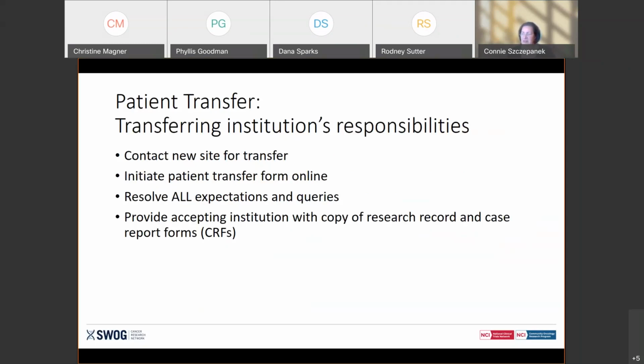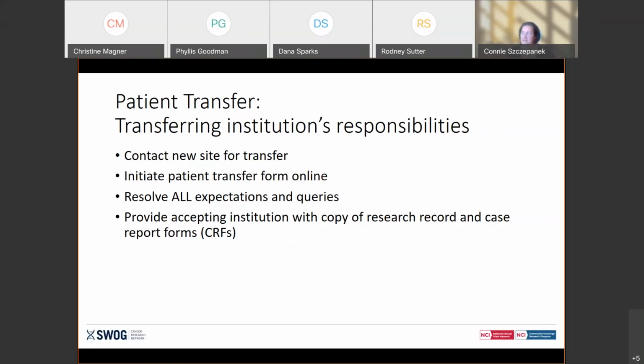It's also been recommended that we provide accepting institutions with copies of the research record and case report forms. This used to be a little simpler before HIPAA and before lots of paper became electronic, but just make sure that within your institutional bounds that you're sending what you can. Again, it's for the best of the patient. And sometimes I know that patients themselves carry information from point A to point B.